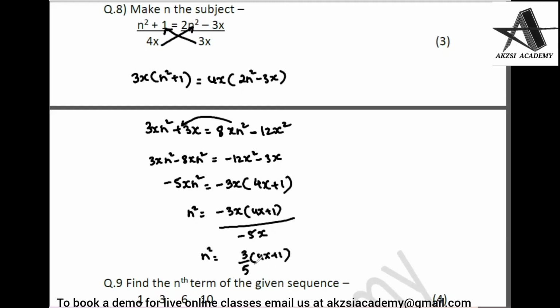And finally, because I want to make n the subject, I need to take the root. So taking the root, you will get n is equal to root of 3 by 5 times 4x plus 1. This is how you can make n the subject.